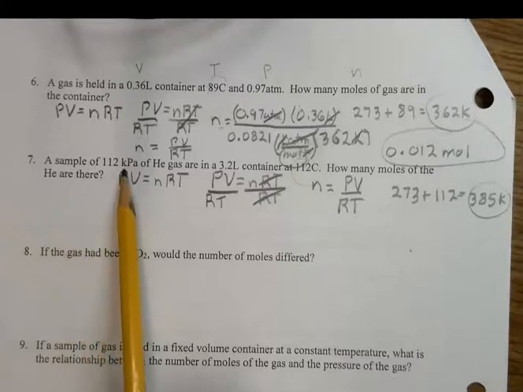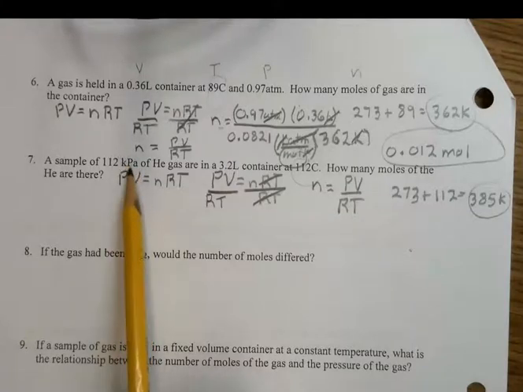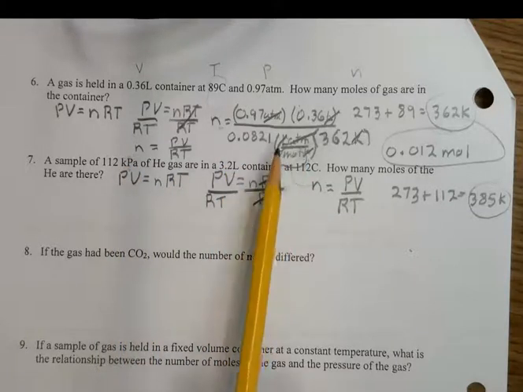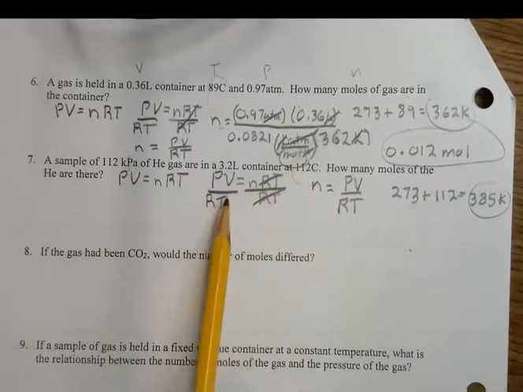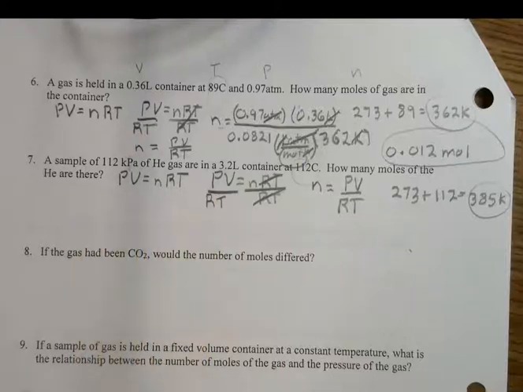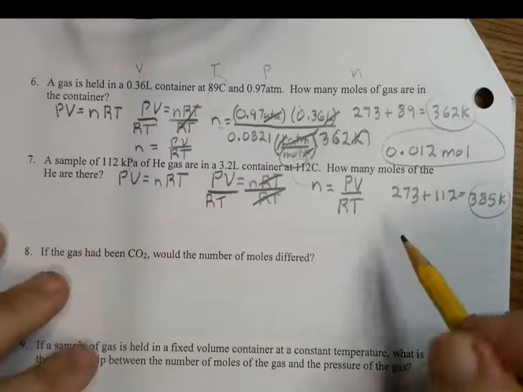This is in kilopascals. Now with combined gas law, Boyle's law, whatever the pressure they give you, you can just go ahead and use that. But in this equation, because of R, pressure is expressed in atmospheres. Okay, so the pressure has to be in atmospheres. So we have to do one more conversion.